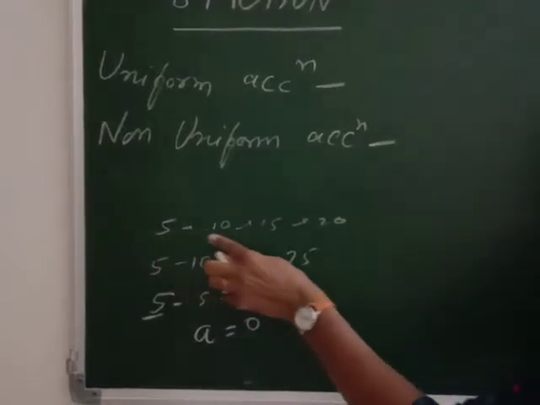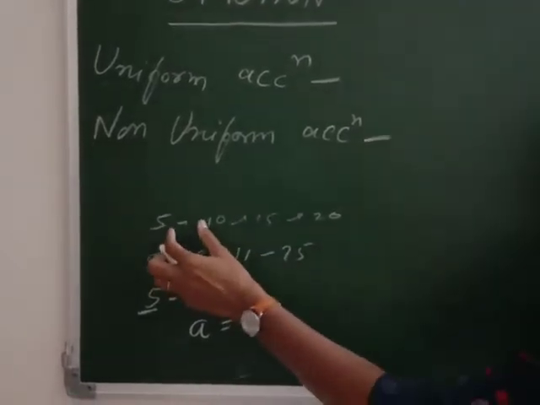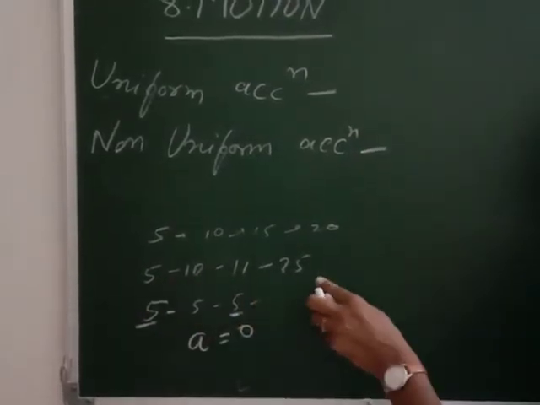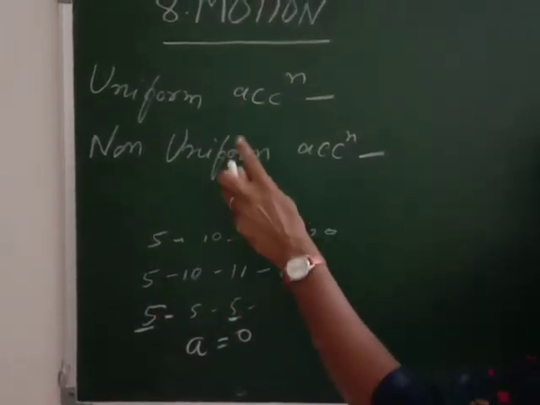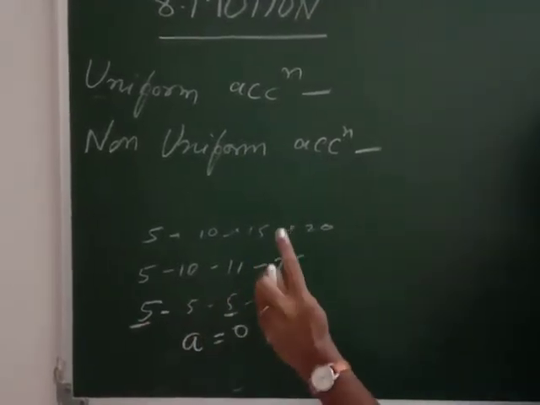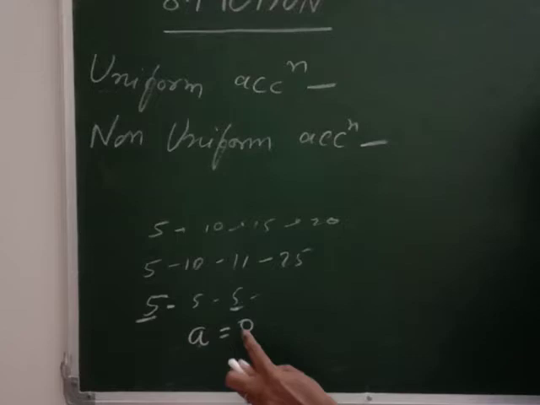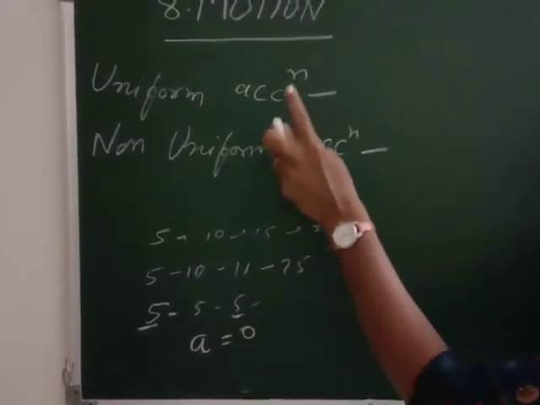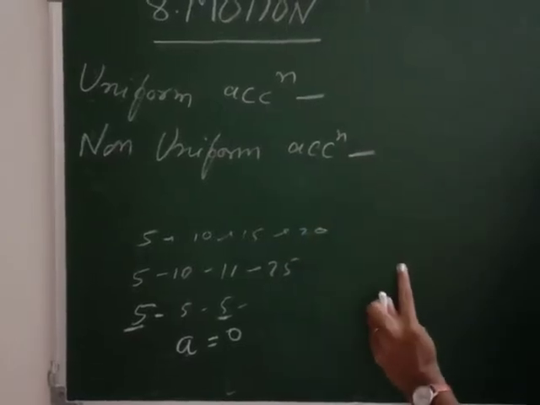So if your velocity is increasing by the same amount, then it is called uniform acceleration. And if it is not increasing by the same amount, then it is called non-uniform acceleration. And if your velocity is not increasing, then your acceleration is 0. So this is the definition for uniform acceleration and non-uniform acceleration.